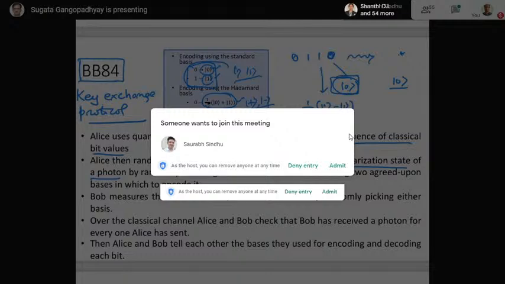So, for example, wait a moment. I don't have it here. So let us take this example. Let us remove all these things from the screen, and then let us see what happens over here.